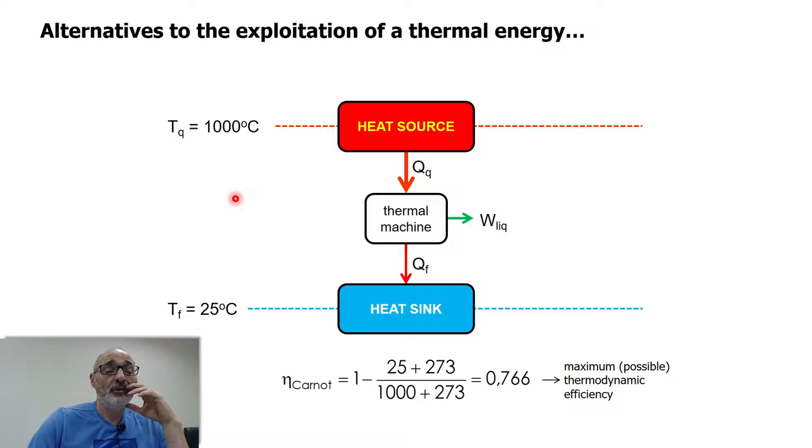So we're going to make different implementations: a Rankine, a Brayton cycle, a combined cycle, and we're going to make all the calculations.